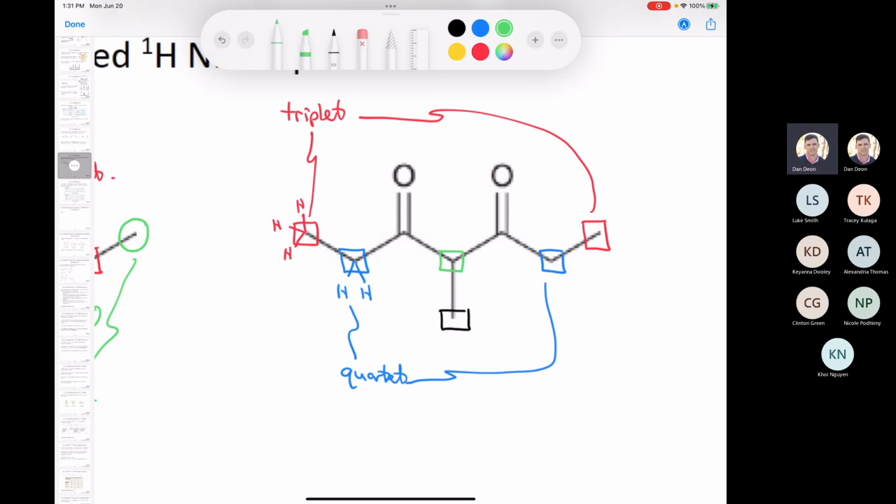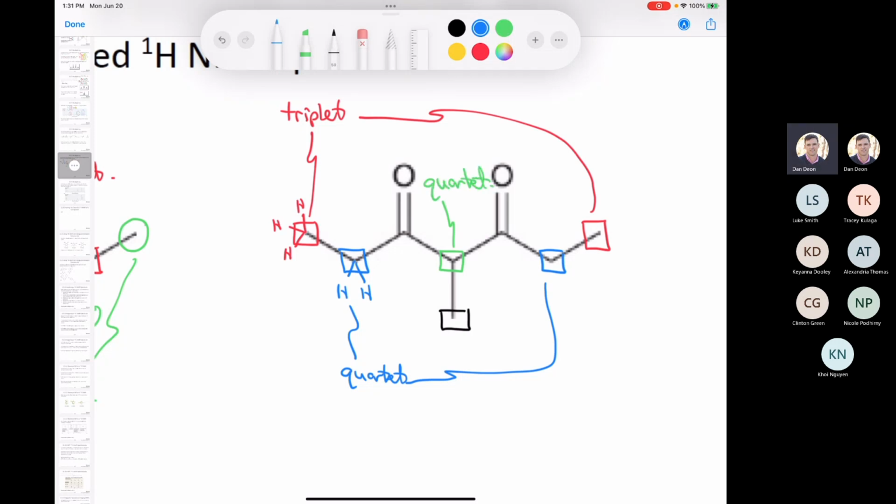Then we have the green one, the methine. Could anybody tell me about that methine proton, the green one? What kind of splitting would I see there? It's coupled next to the 3 protons of the methyl in the black box. So 3 plus 1 gives us 4. And so that methine is also a quartet. So we have a quartet.